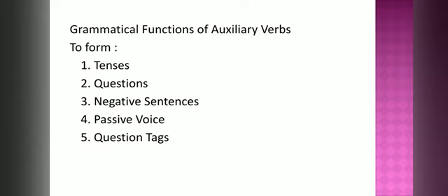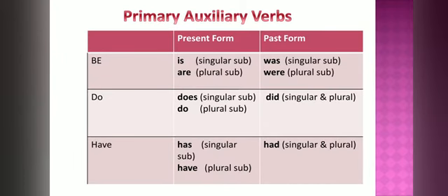So it's very clear that without auxiliary verbs, there is no possibility of writing a single sentence in the English language. So such is the importance of auxiliary verbs in the English language. The primary auxiliary verbs. The primary auxiliary verbs exist in two different forms. One is present form, another one is past form.